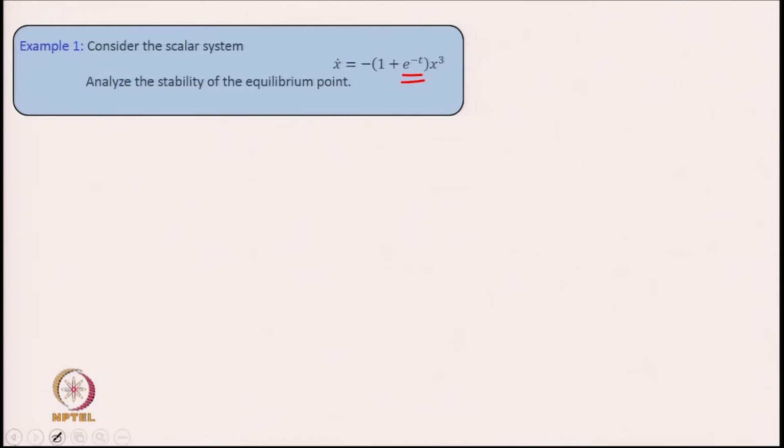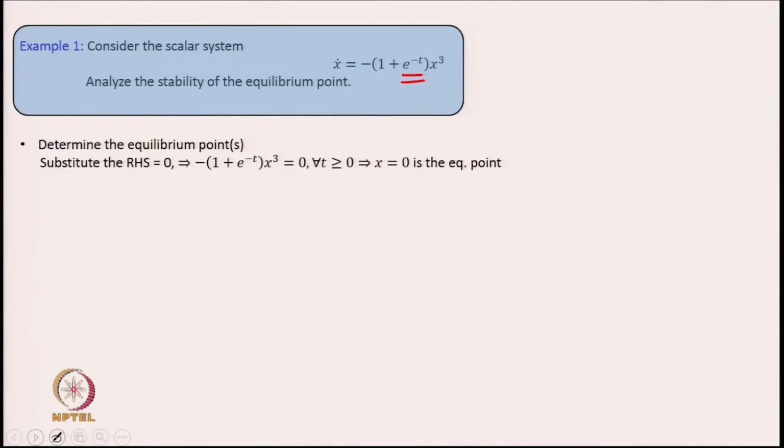Okay. So, the first step is to determine the equilibrium points. For this we substitute the right hand side of this differential equation to be equal to 0, and we see whether this equation is true for any value of x for all time t greater than or equal to 0, and we find that yes, it is indeed true when x is equal to 0. So, we say that x equal to 0 is the equilibrium point in this case.